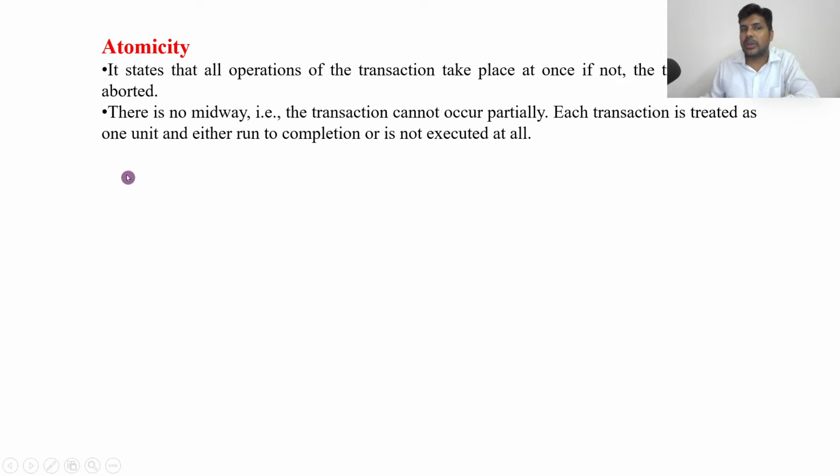Atomicity first. It states that all operations of a transaction take place at once. If not, the transaction is aborted. So what you are saying is, for example, a transaction contains a lot of operations, right? So all the operations will be successful, or all the operations should be aborted or rolled back, meaning cancelled.